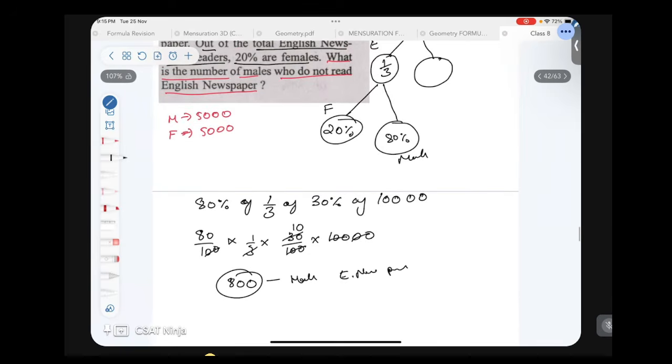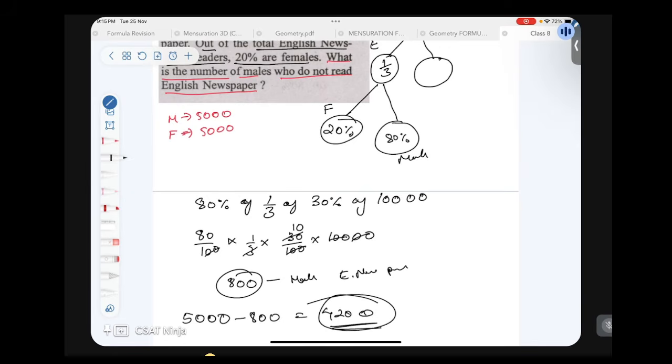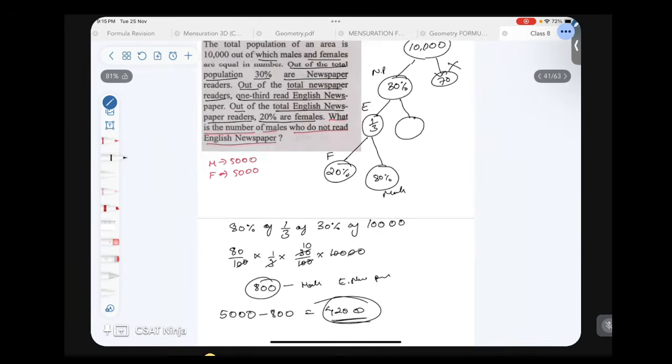That means how many? There is a total of 5,000. From this 5,000, if 800 read English newspaper, the remaining is how much? 4,200. 4,200 does not read English newspaper. That's the only thing. You just need to find how many of them do not read English newspaper, which is 4,200. Are we clear with this?